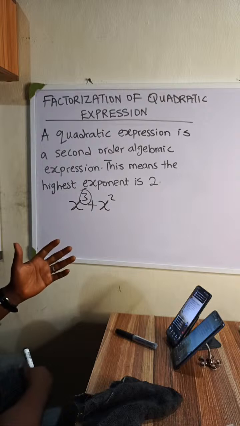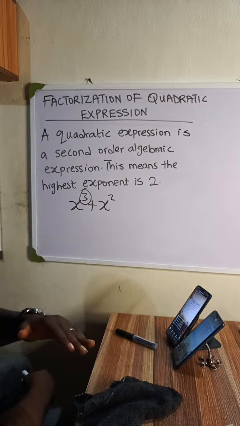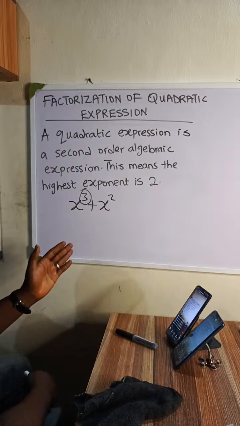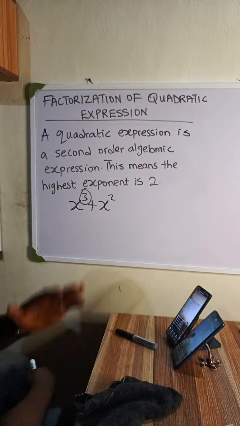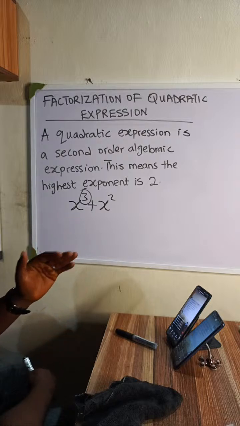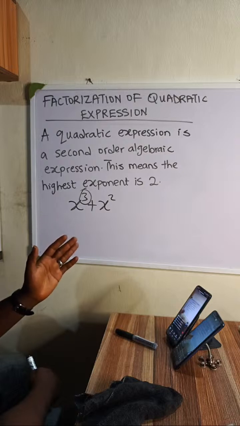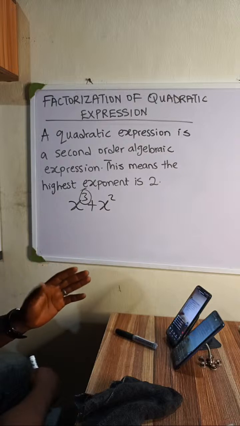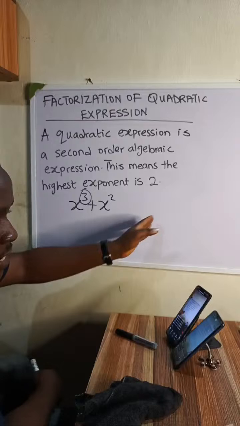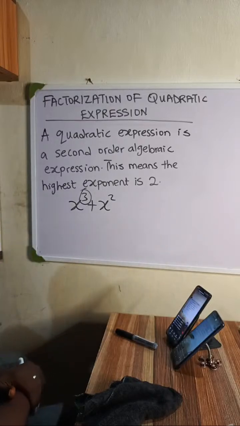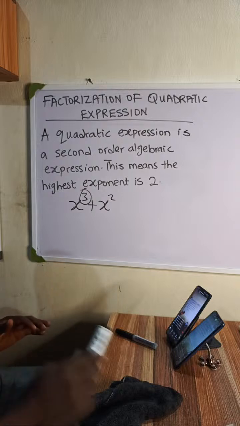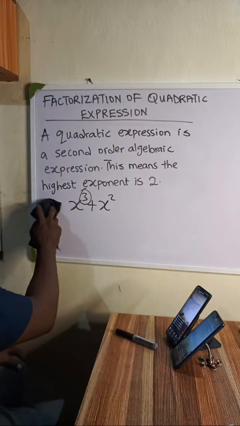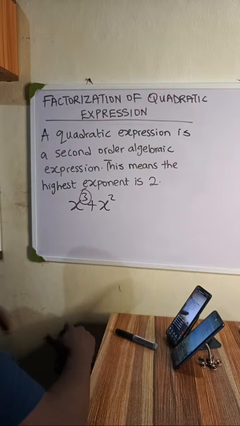Then what is an expression? There's a difference between an expression and an equation. An expression does not contain an equal to sign. An equation contains an equal to sign. So when you hear expression, it means it does not contain an equal to sign. Okay? So we're going to look at how to factorize quadratic expressions.